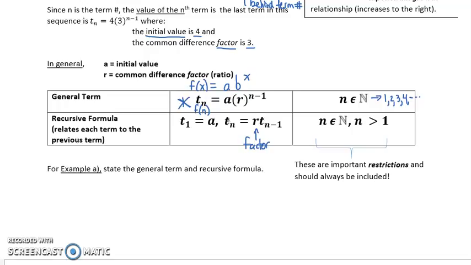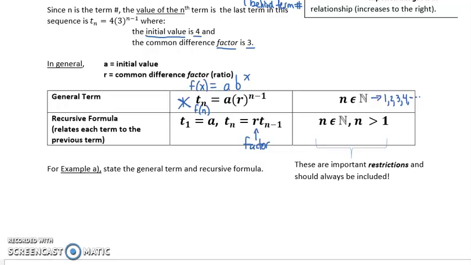Then that new term becomes the last term, and I multiply that by the factor and get the new term again, and continue that over and over and over. So the recursive formula is not something that I can directly get to a term with. It's something that I have to use all the previous terms to get there. Let's see how this works with this example A.